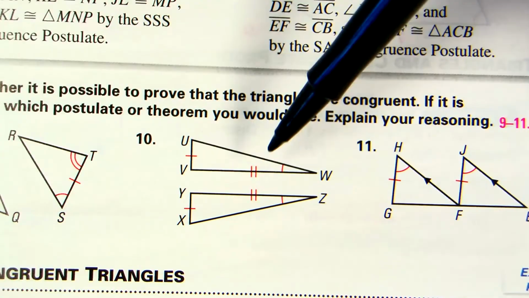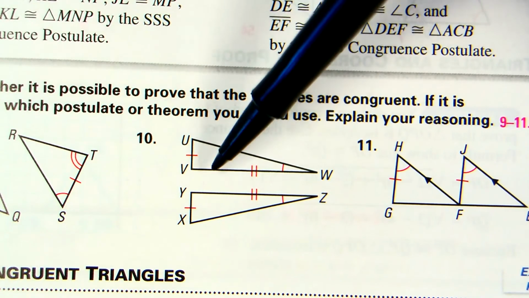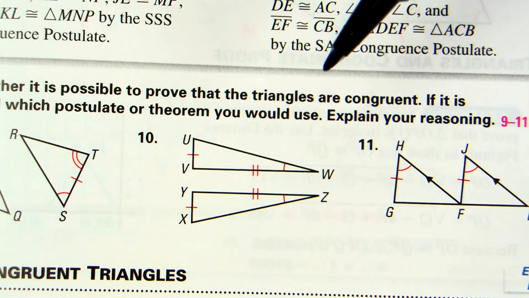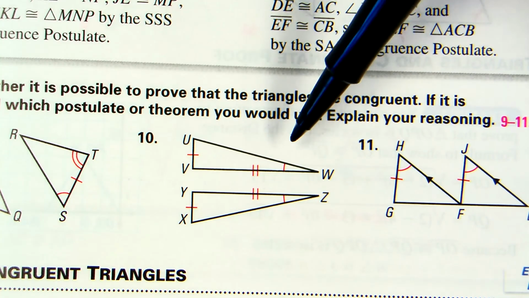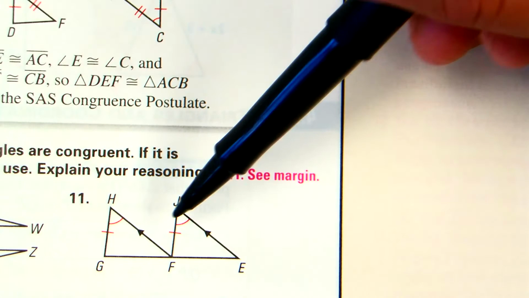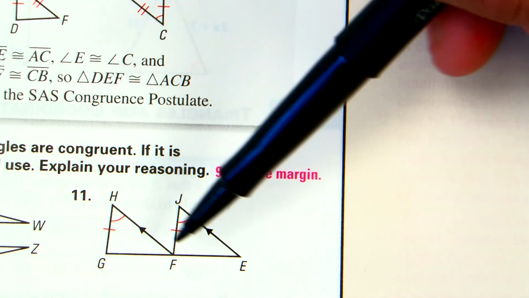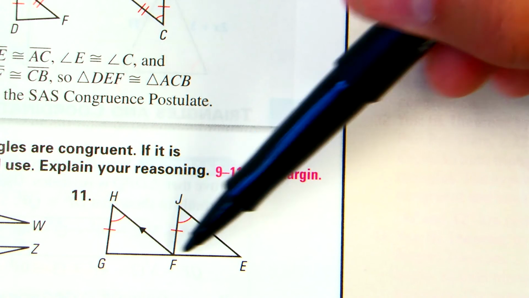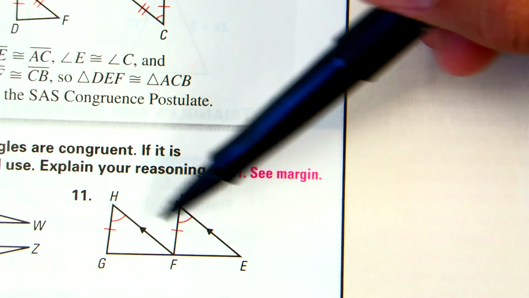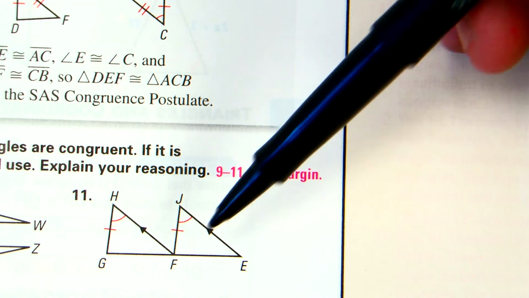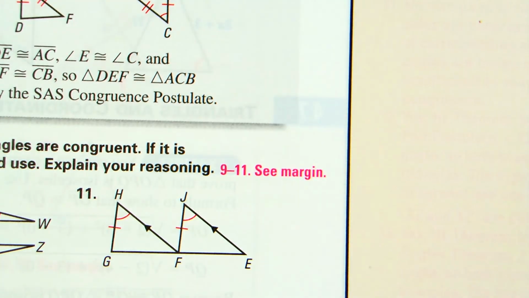Number 10, they give us two sides and one angle. There's no congruent statement for side, side, angle. So that would be not enough information. And then lastly on 11, it's going to be angle, angle, side, because I know these two angles are congruent because they correspond since those two lines are parallel. So it's angle, angle, side, which is the theorem.